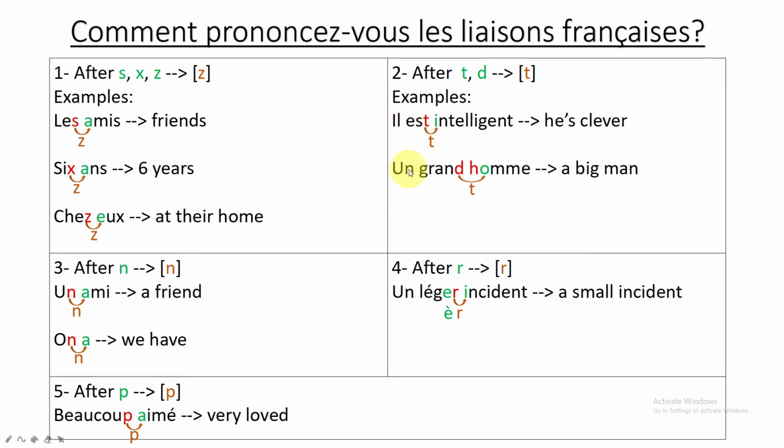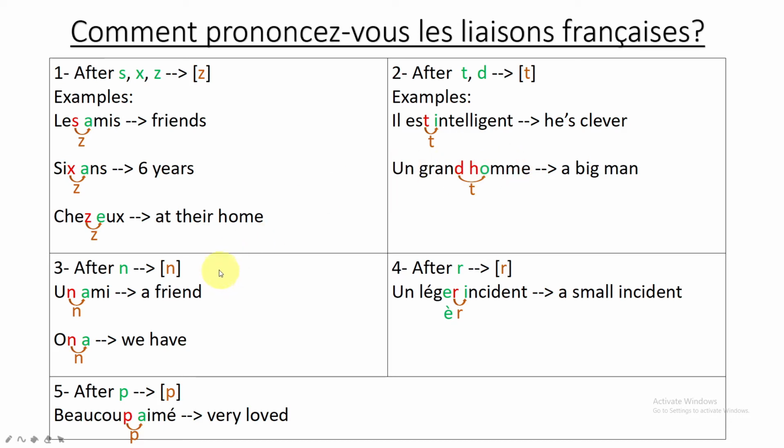Another example. Here we have D, the silent D, and then at the beginning of the second word we have H, which is the silent H. So the liaison won't be between the D and the H, but instead between D and the vowel coming after H. So in this case, it will be O. So let's see. Un grand homme.